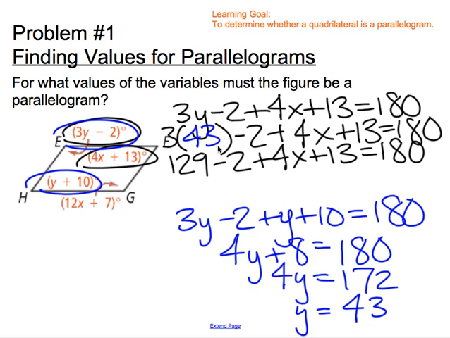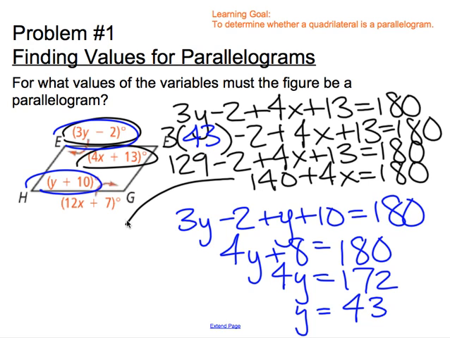So combining like terms, 129 minus 2 is 127. 127 plus 13 is 140. So we have 140 plus 4x equals 180. Continuing this down here, subtract 140 from both sides. We have 4x equals 40, and therefore x must equal 10.